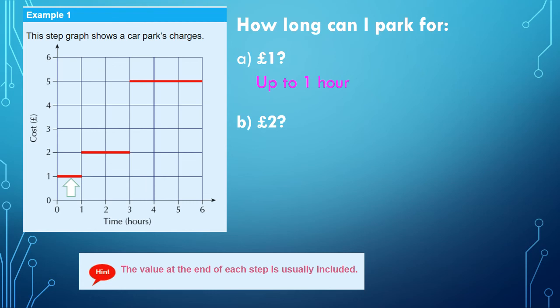£2. I may pay £2, but I can park from 0 up to 3 hours. The maximum time that I can park for £2 is 3 hours. And for £5, I can park up to 6 hours.